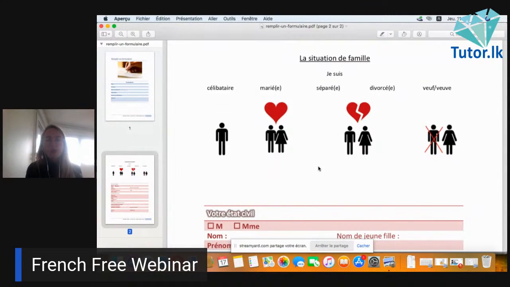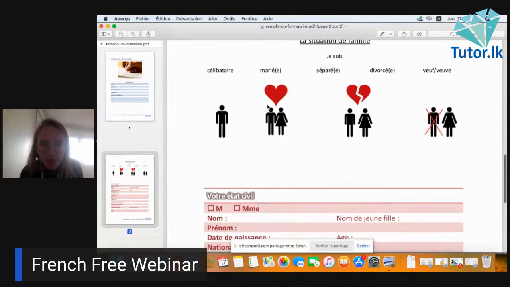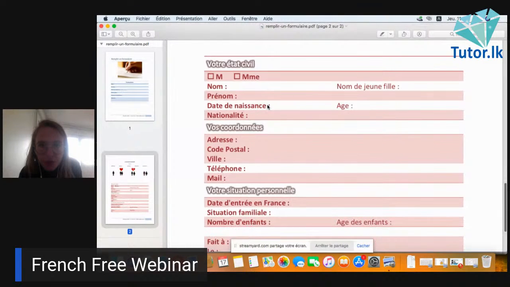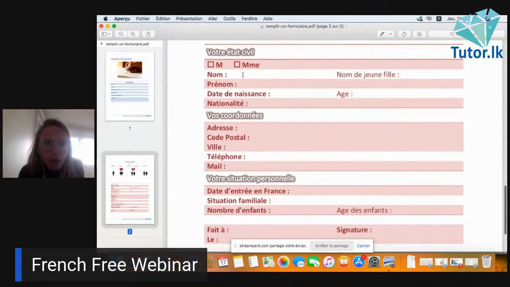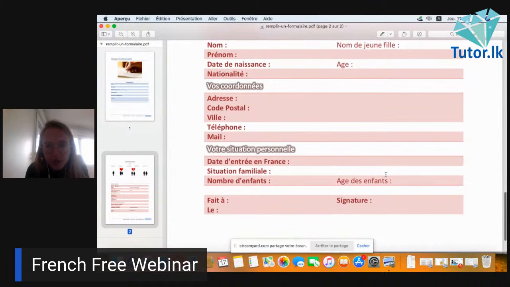You can also speak about your family situation, if you're single, married, separated, etc. So célibataire is single, marié is married, séparé is separated, divorcé is divorced, and widow is veuf, or veuve for a girl. So here again, you have another type of form. Once again, name, surname, date of birth, etc. So then, where do you live? That's it.